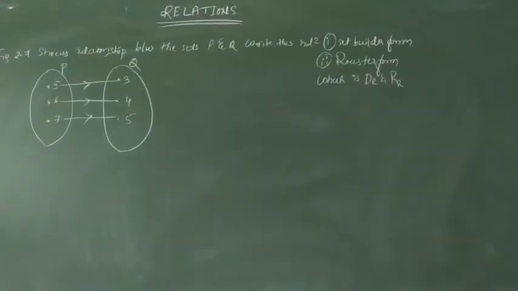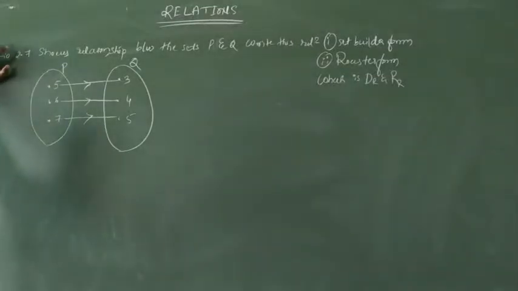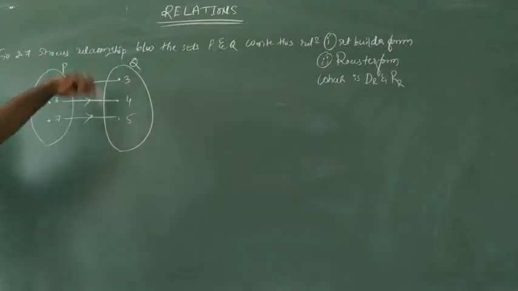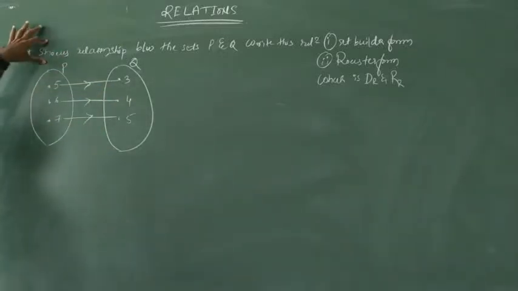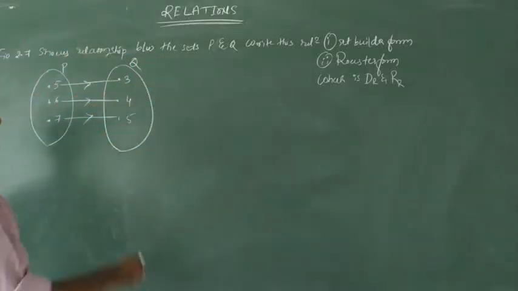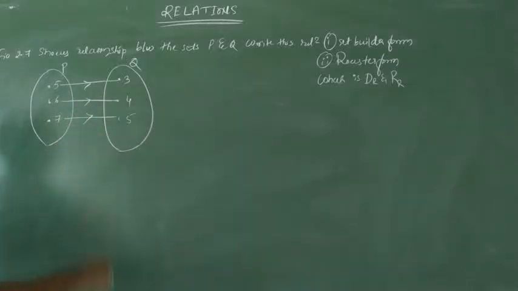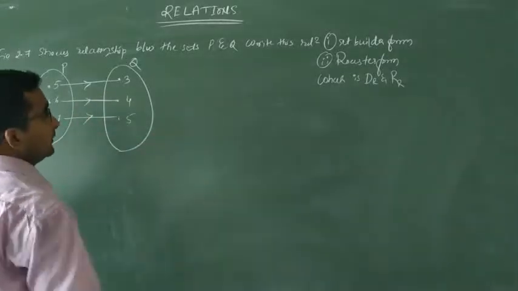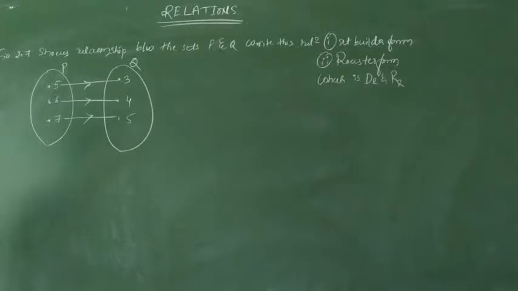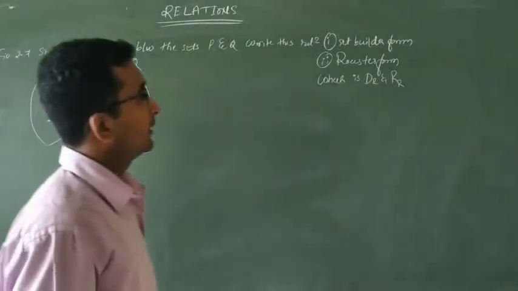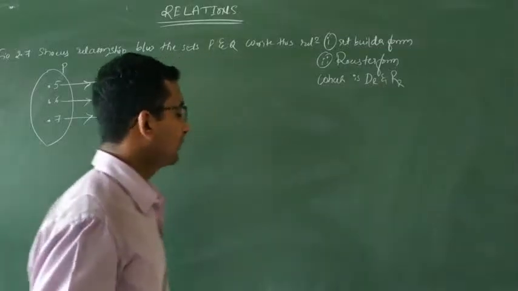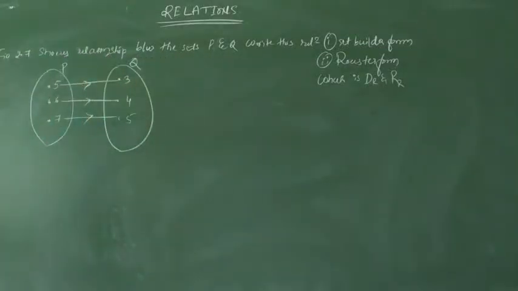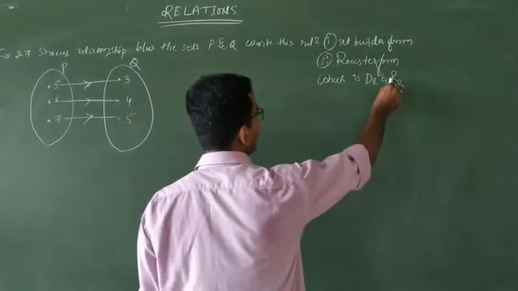In this example, what they have said is: figure 2.7, the structure they have given, shows the relationship between the sets P and Q. Write the relation in set builder form and roster form, and find the domain of this relation and the range of this relation.